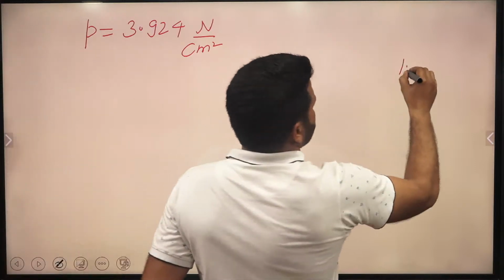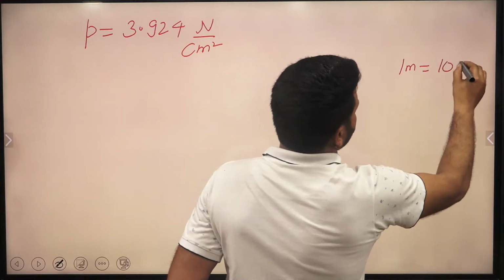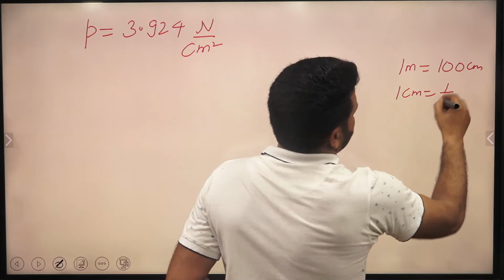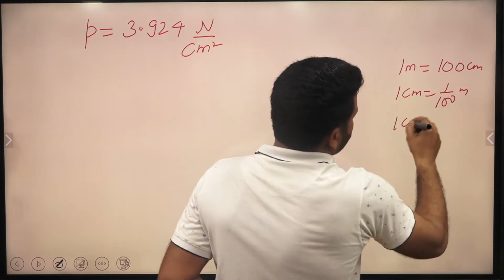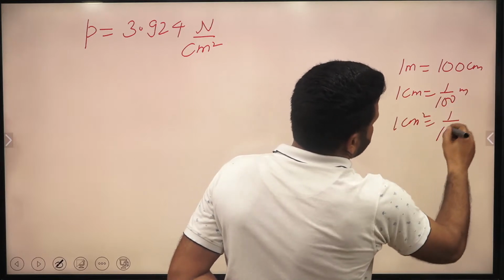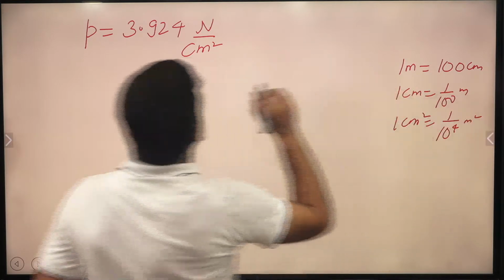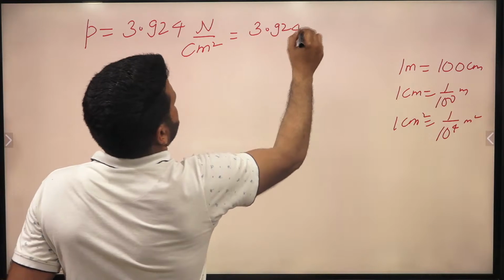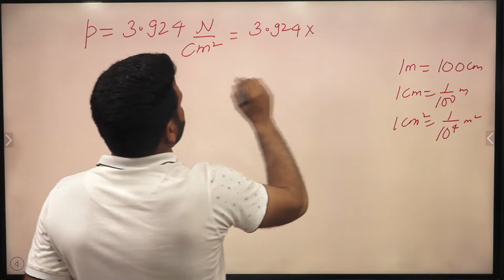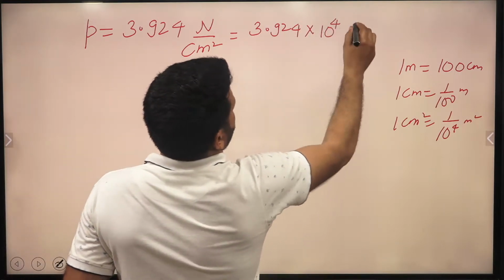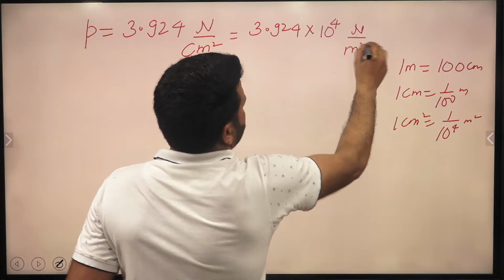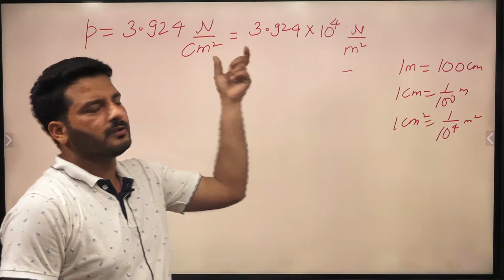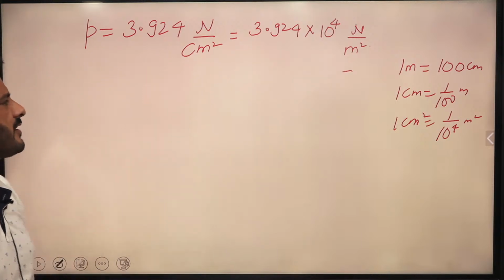So we know very well in 1 meter we have 100 centimeter. So 1 centimeter we have 1 by 100 meter. So 1 centimeter square we have 1 by 10 raised power 4 meter square. So this is coming to be 3.924 into 10 raised power 4 Newton per meter square. That we got here. We put it in the meter square, although it was given in Newton per centimeter square.